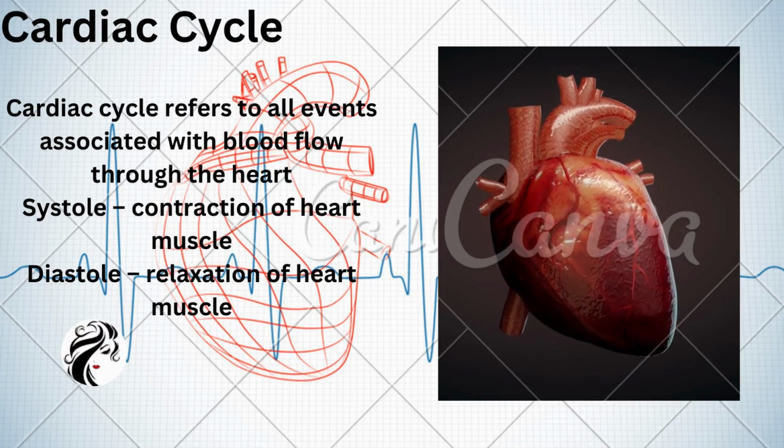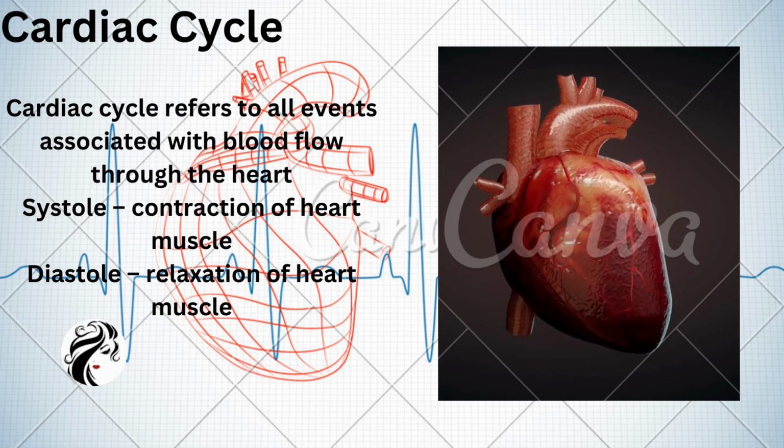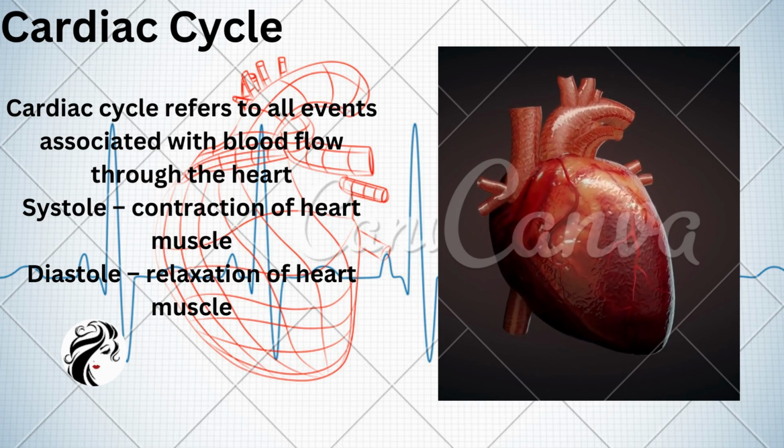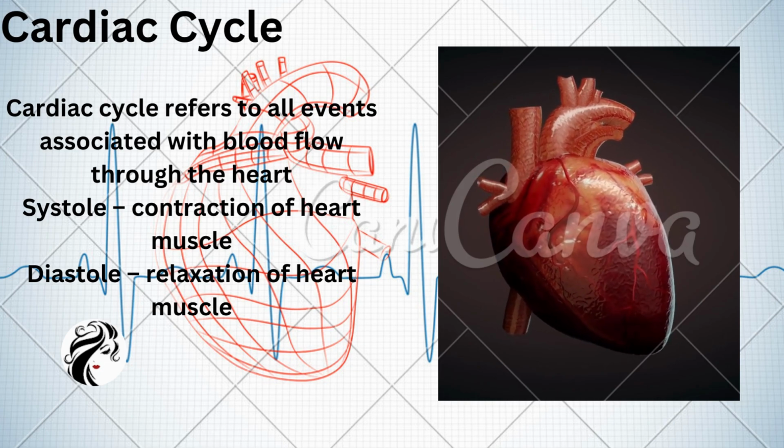So now we are discussing the cardiac cycle, which is basically the blood flow through the heart, which makes a cycle: systole, the contraction of the heart, and diastole, the relaxation of the heart. Both make a contraction and relaxation, a whole cycle of the heart, which is known as the cardiac cycle.